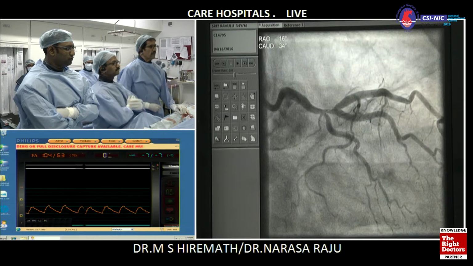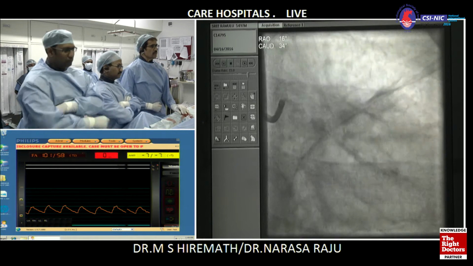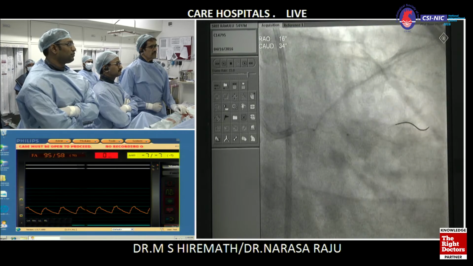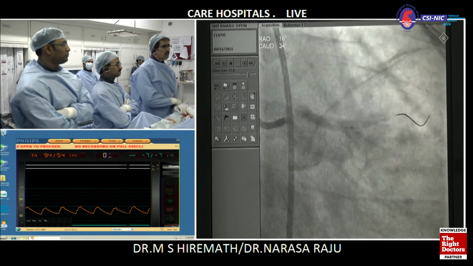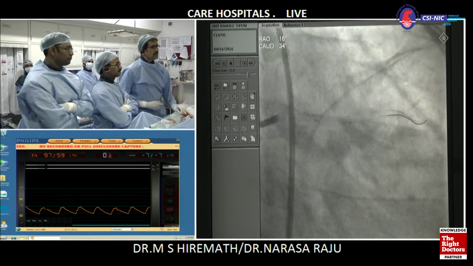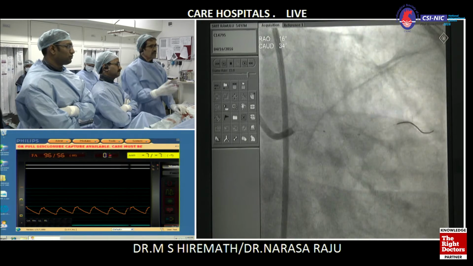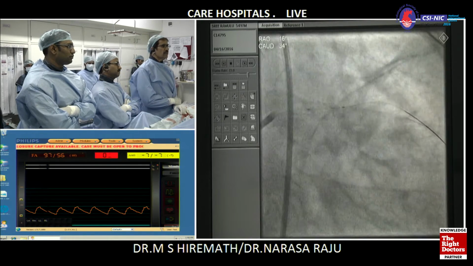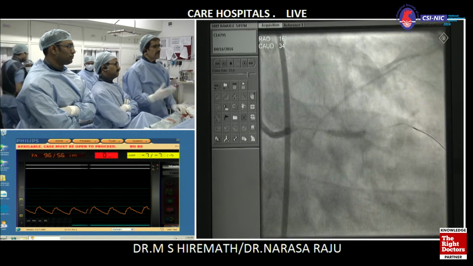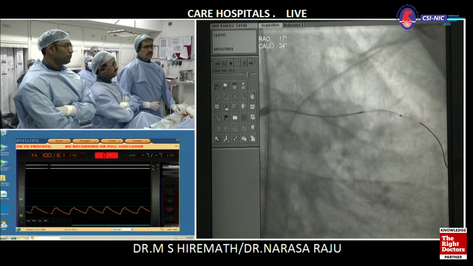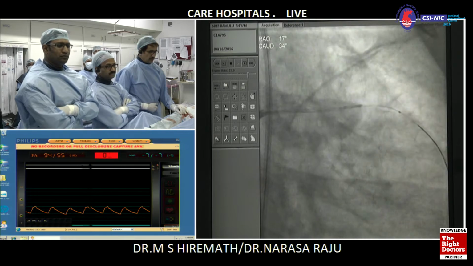So we have a wire coming in, next run. And then this is a non-compliant balloon, 3.0. We went to 16 atmospheres pressure, next. The balloon was slipping a bit, next. And this is the IVUS. So we are now going to run the IVUS images for you.